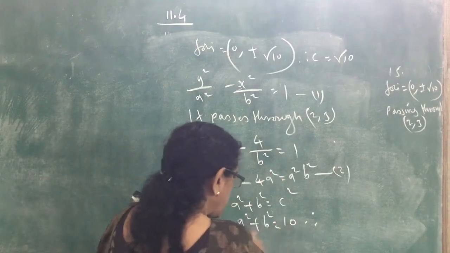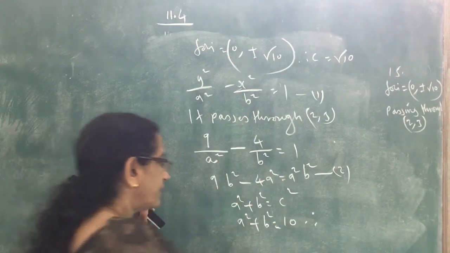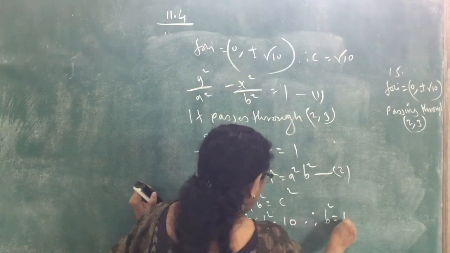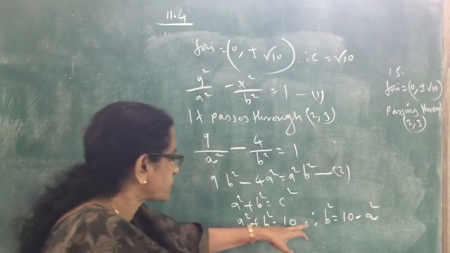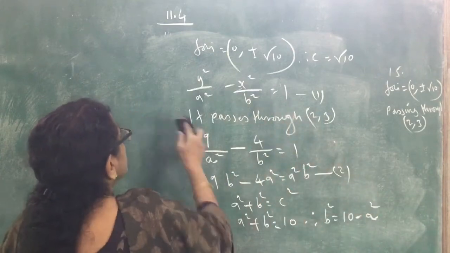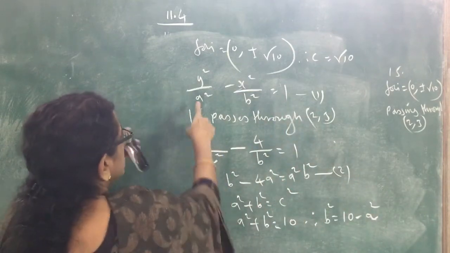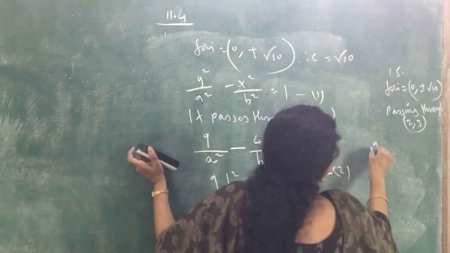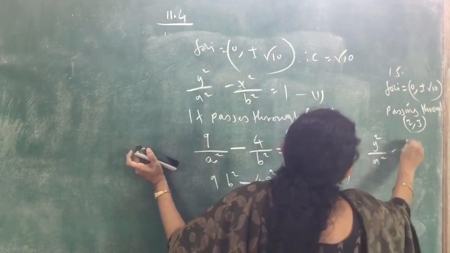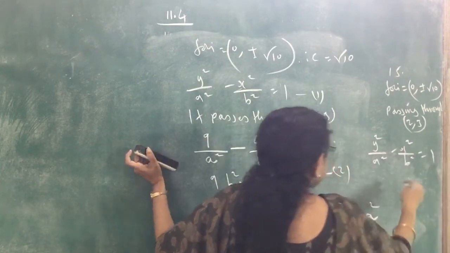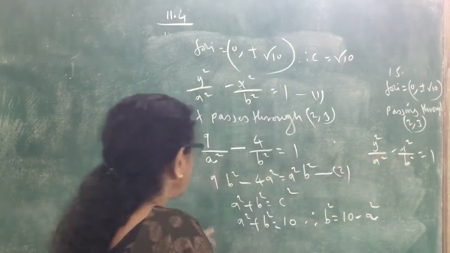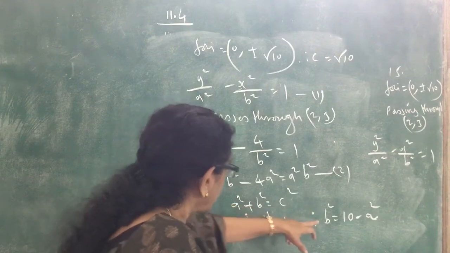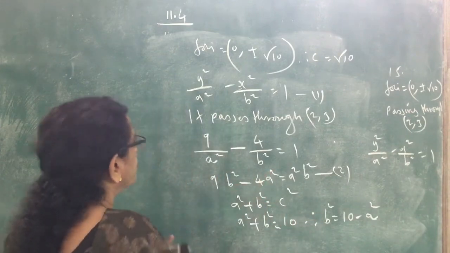So from a square plus b square equal to 10, we get b square equal to 10 minus a square. We can substitute this in equation 2. This is the equation of the hyperbola, that is y square by a square minus x square by b square equal to 1. So after getting a and b, we have to substitute in this equation. So we'll solve these two equations.